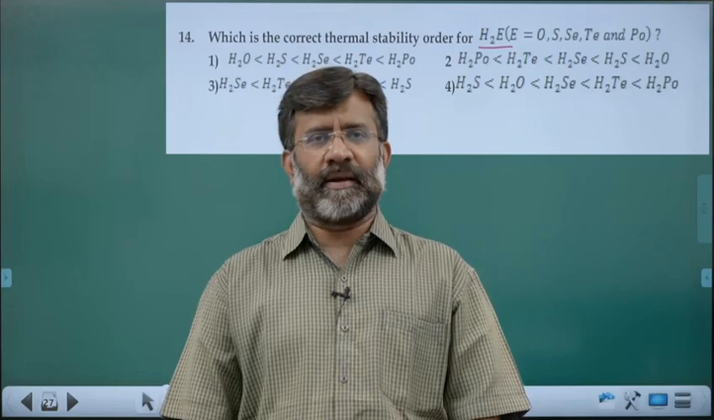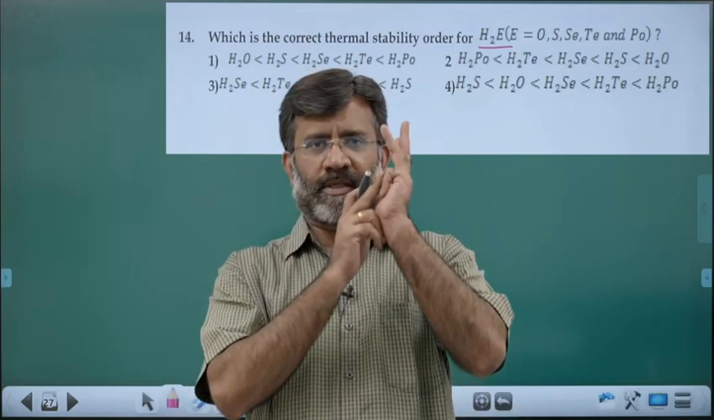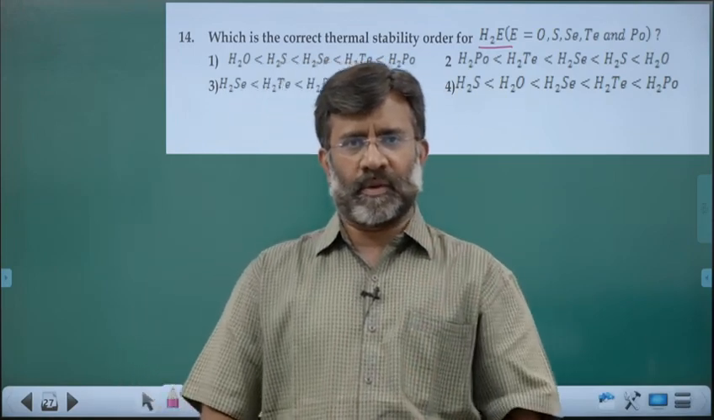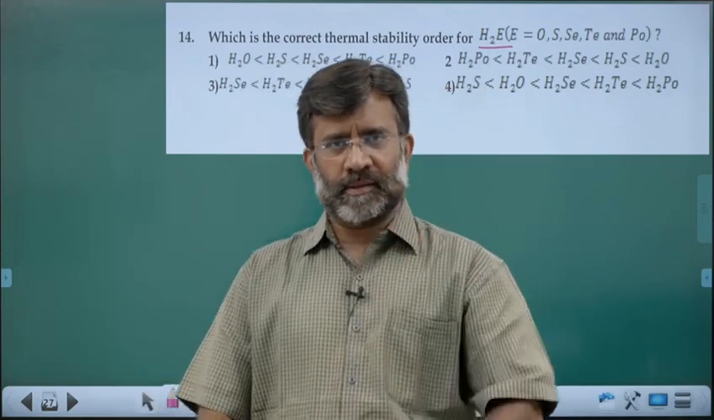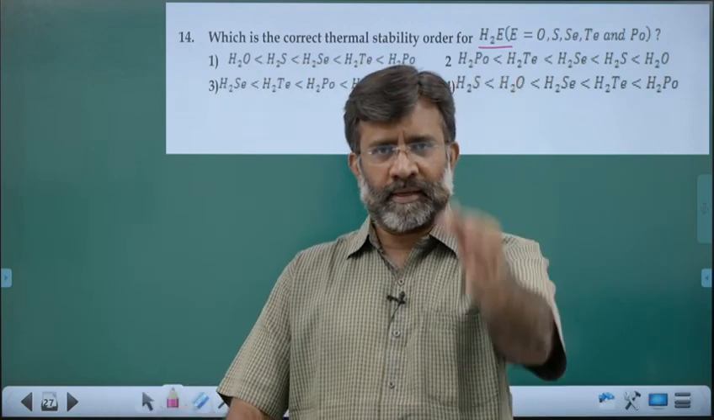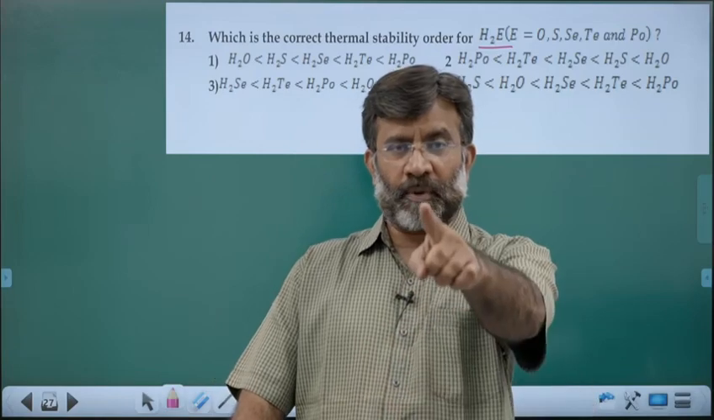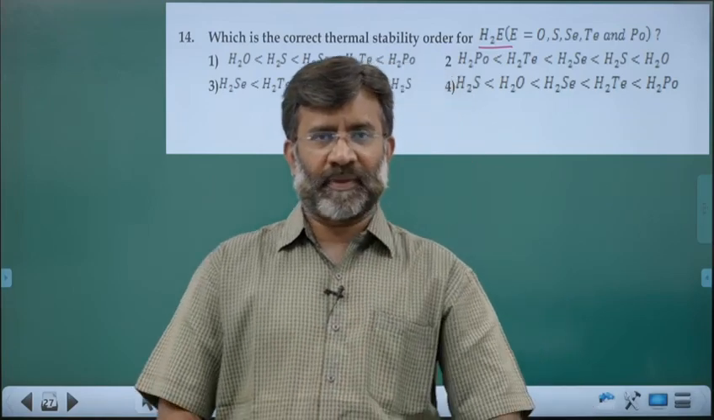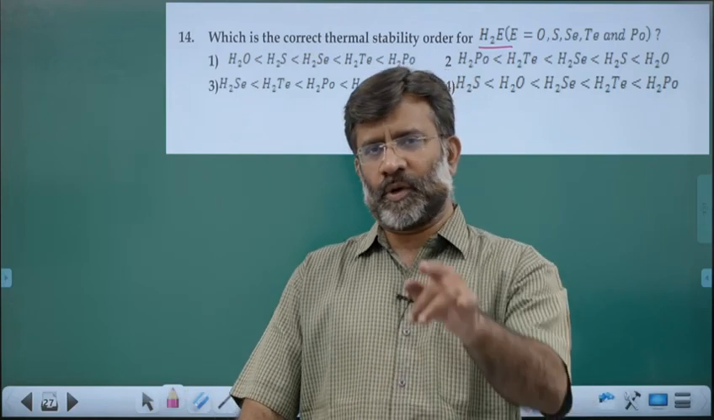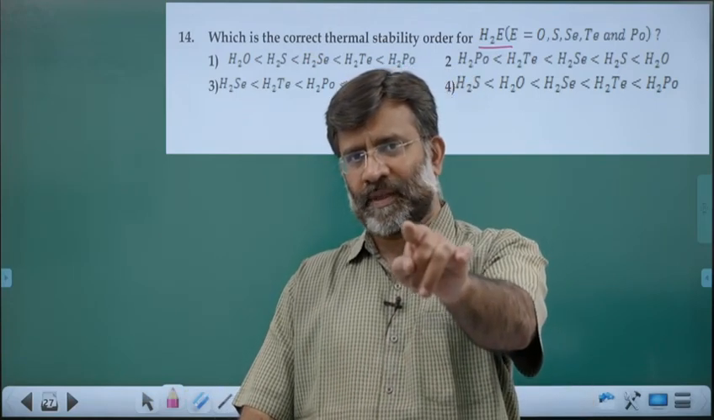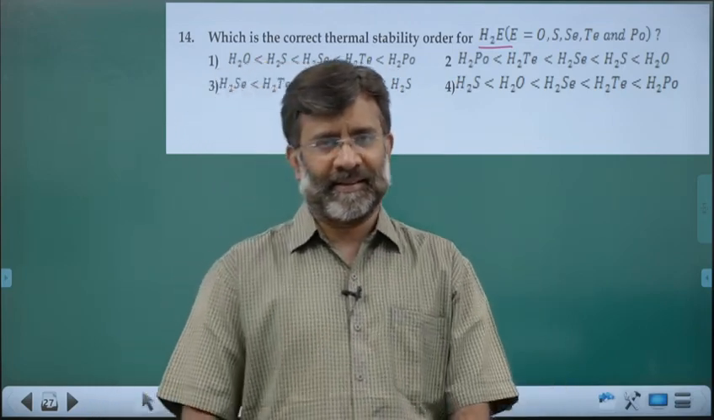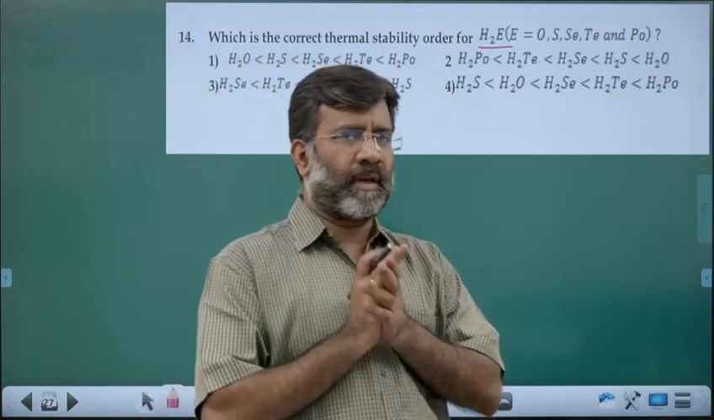So regarding hydrides, keep it in your mind. Thermal stability decreases down the group. Bond angle decreases down the group. Bond length increases down the group. Stability decreases down the group. Reducing property increases down the group. I think I told you acidic character increases down the group because Ka increases, pKa decreases. So all these you have to keep in your mind.